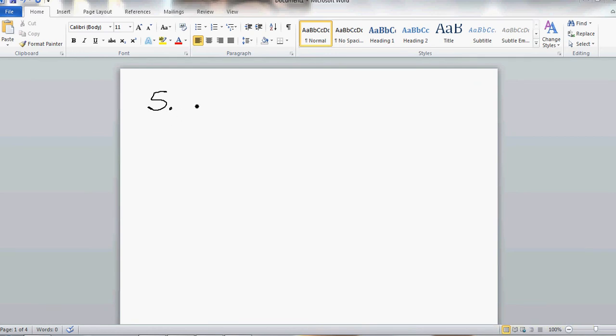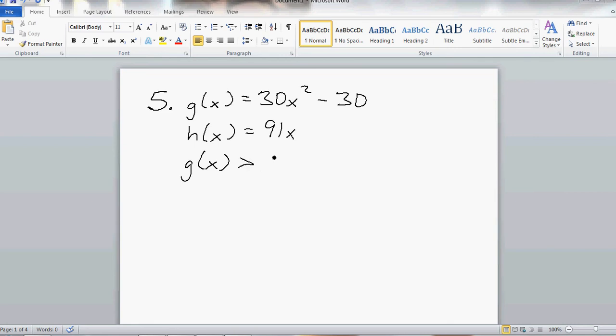Number 5, g of x is equal to 30x squared minus 30. And we are also told h of x is equal to 91x. And we are asked where is g of x greater than h of x. Well, all we have to do is substitute in and follow the directions for 2, 3, and 4, and we've got it made. So g of x, 30x squared minus 30, greater than h of x, which is 91x.